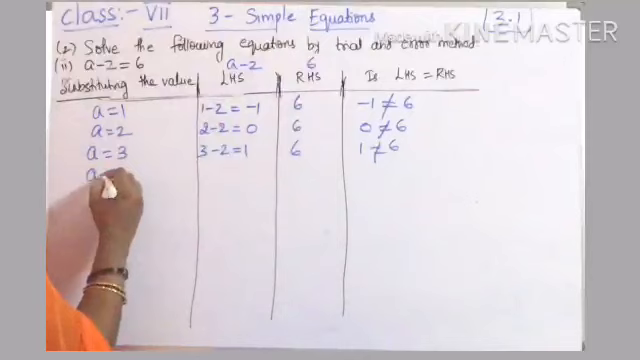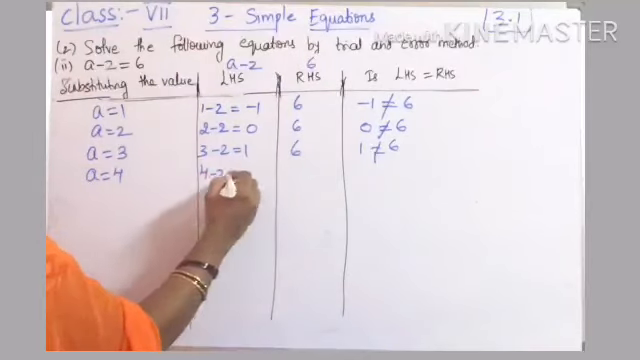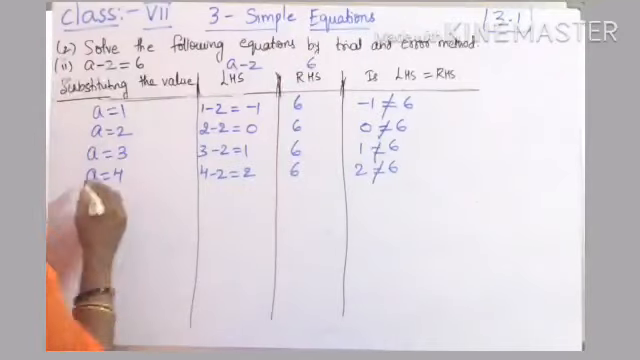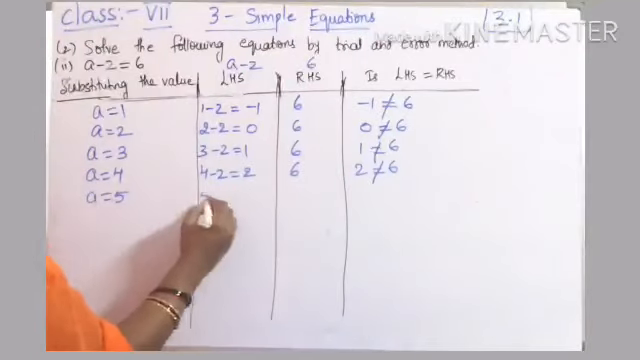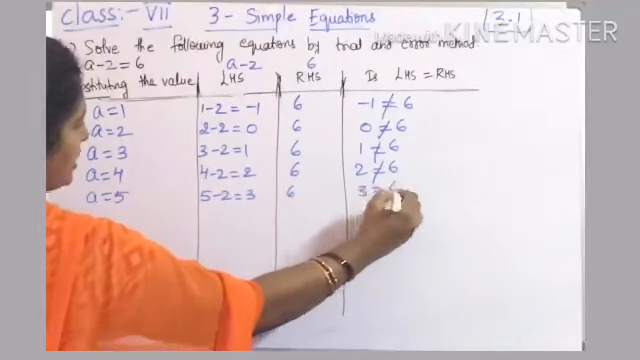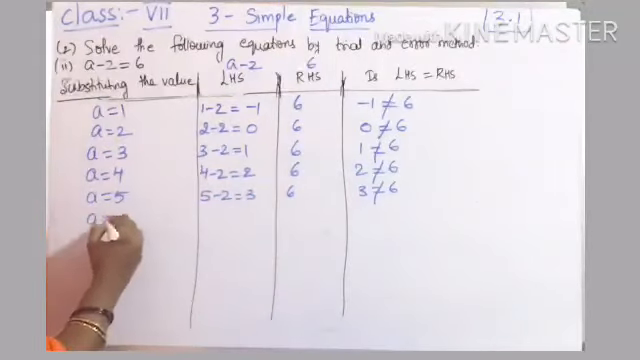No. Next a equal to 4. That is 4 minus 2. 2. And RHS is 6. Is 2 equal to 6? No. Next a equal to 5. That is 5 minus 2. 3. And RHS is 6. Is 3 equal to 6? No. Next a equal to 6.